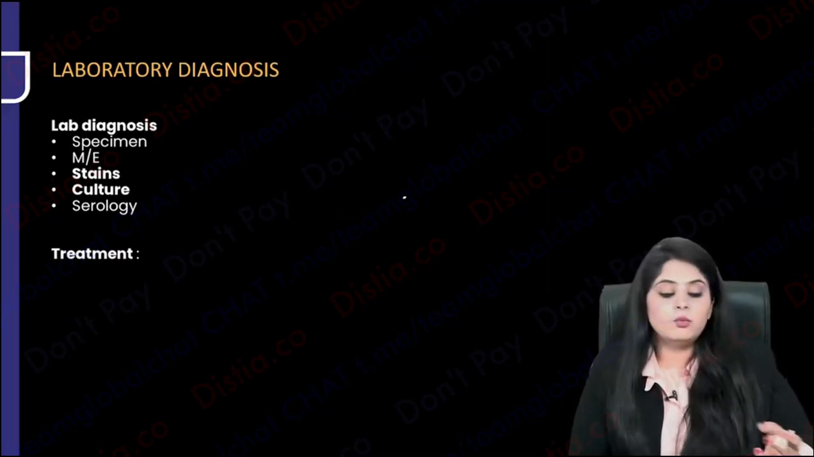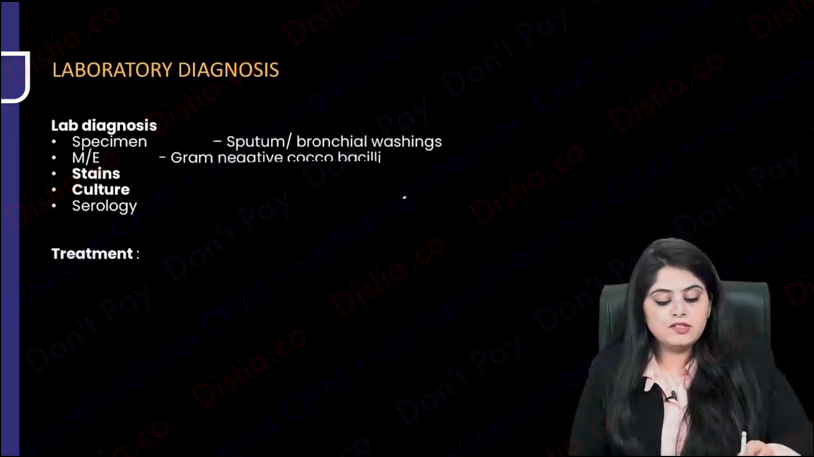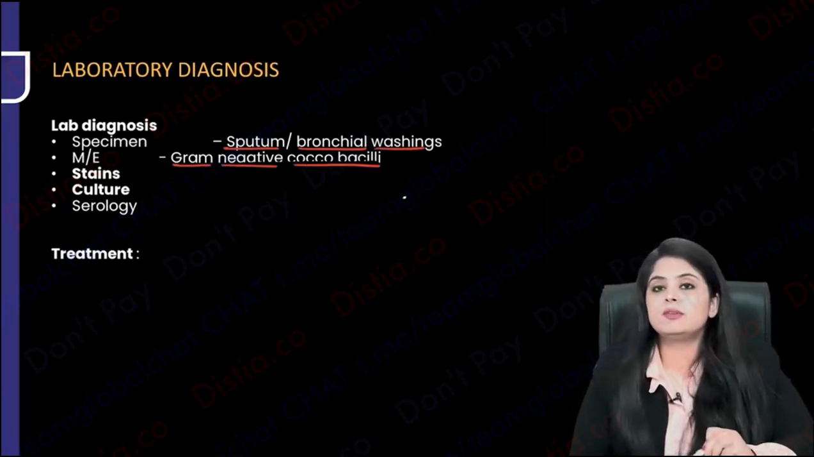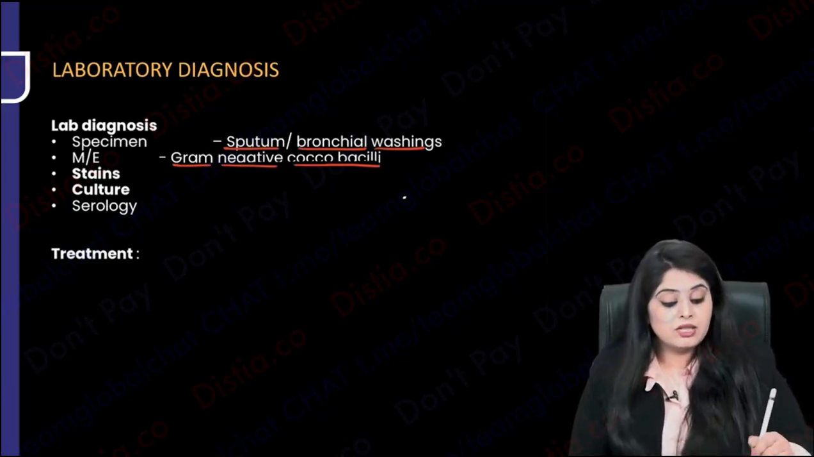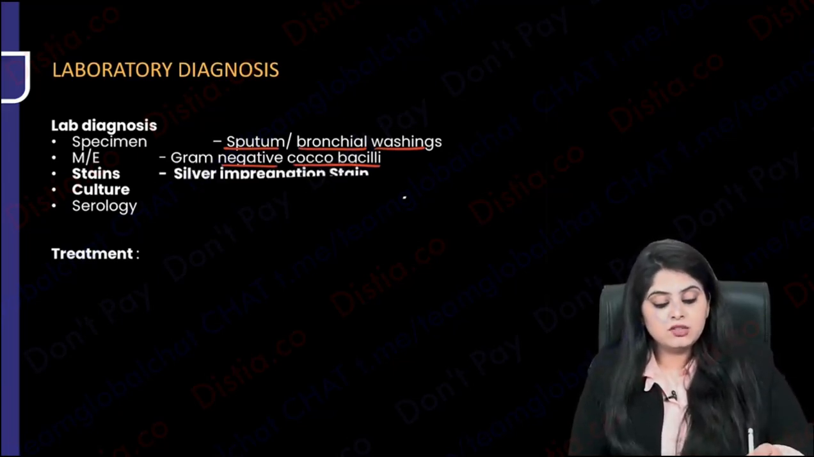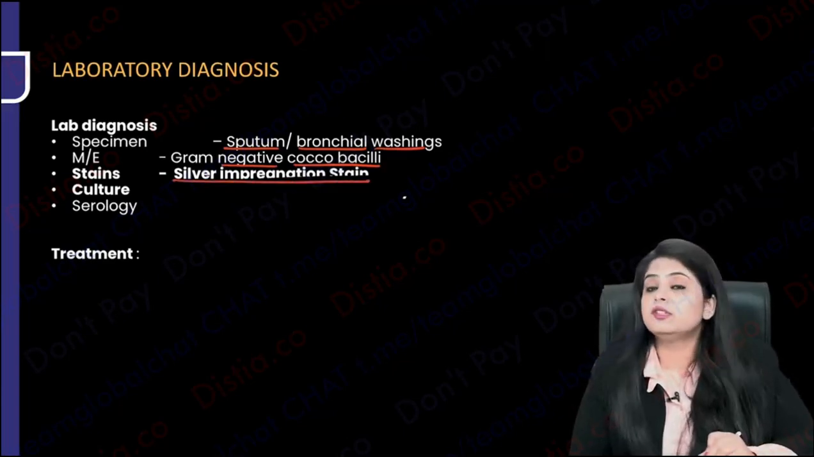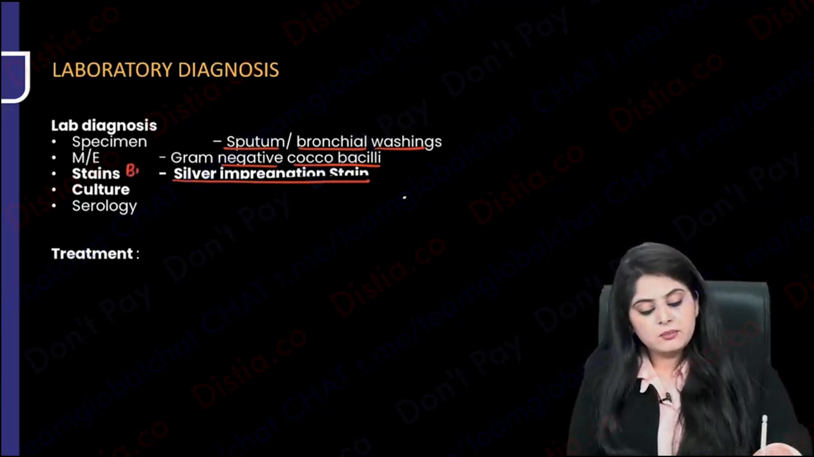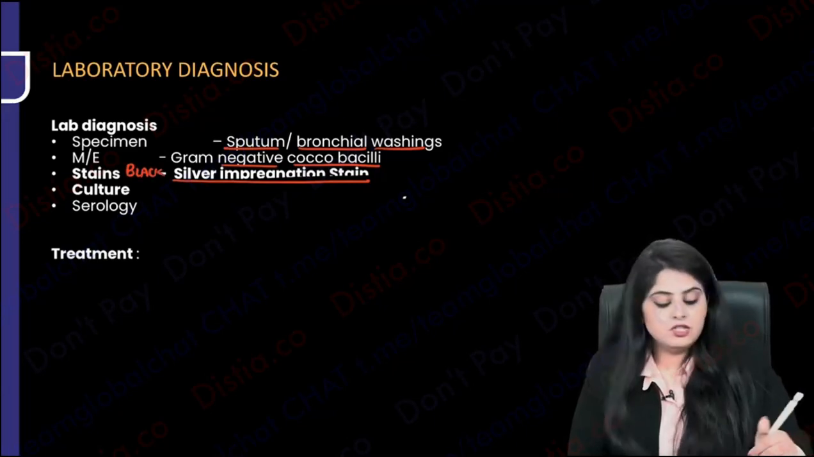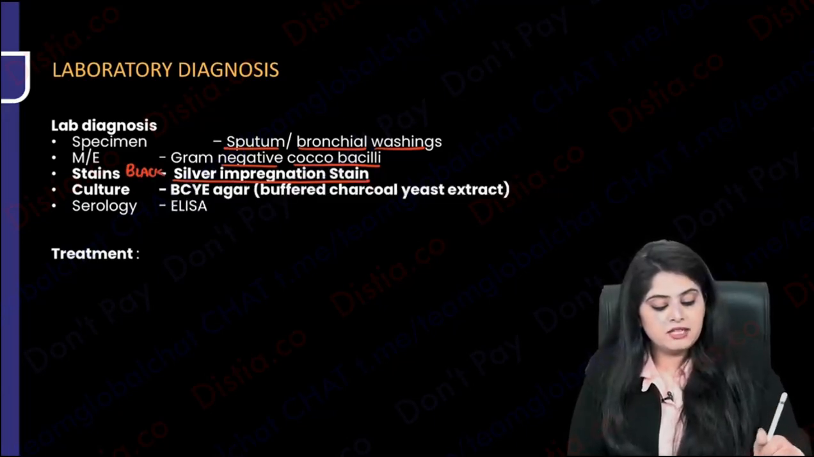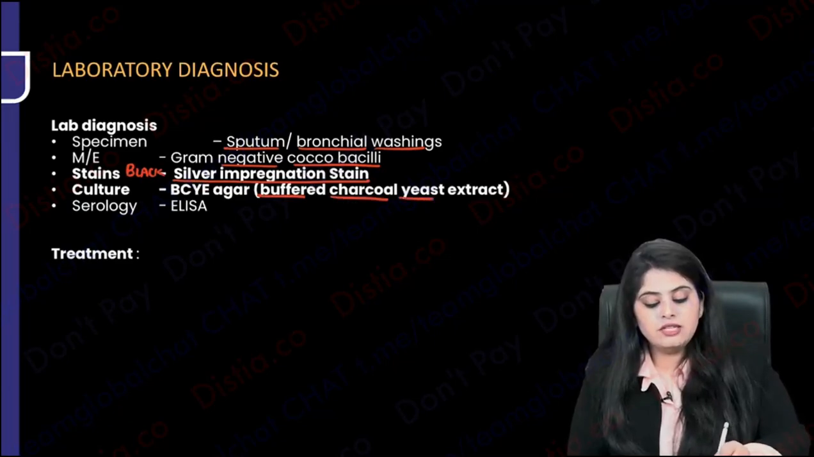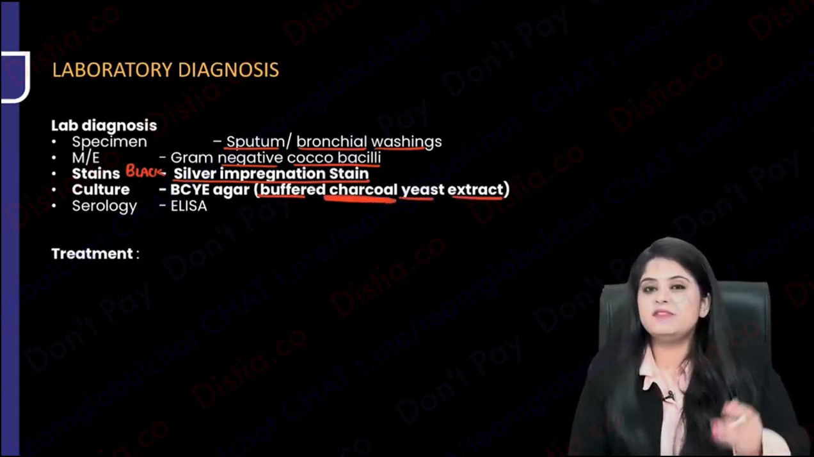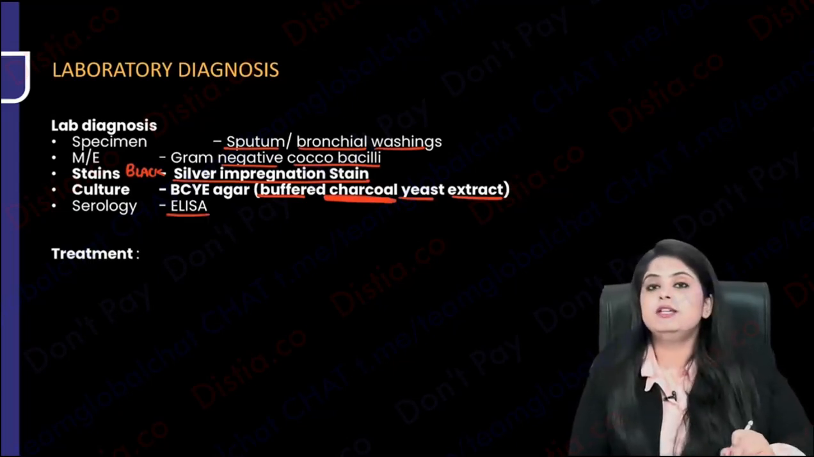Use some common sense. What do you think would be your specimen? If there's so much involvement of the lungs, your specimen will always be bronchial washings or some sputum, and everything I'm talking about up till now is gram-negative coccobacilli. What are the stains that you will use? Because they are little organisms, you will use silver impregnation stains. Silver means what color will you get? You will get a black color. What is the culture media that you will use? You will use BCYE. What is BCYE? Buffered charcoal yeast extract. Charcoal is also black in color. And for serology you will use ELISA.